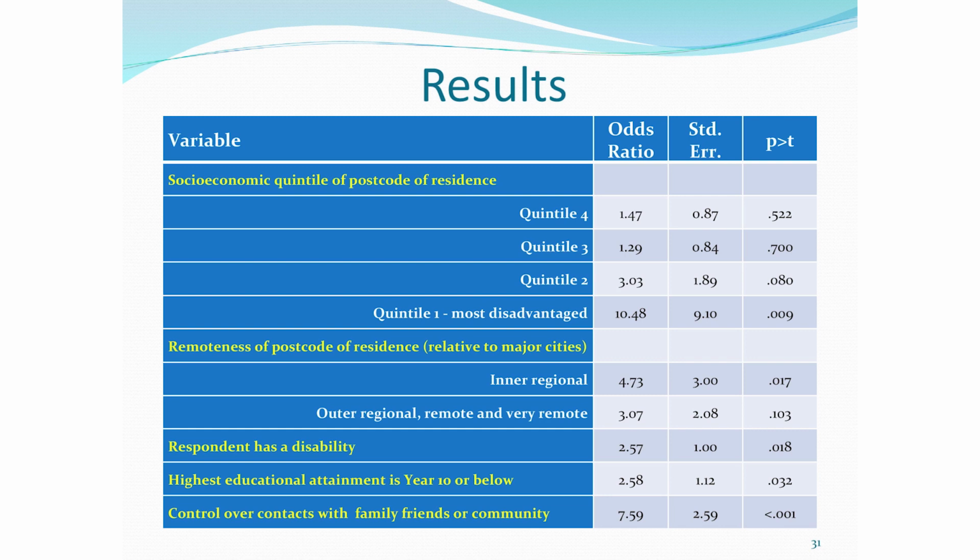You're much more at risk if you have a disability. You're much more at risk if your highest educational attainment is year 10 or below. And out of that emotional abuse, the single item that was the best predictor of being a repeat victim was whether the partner has control or tries to exercise control over contacts with family, friends or community.